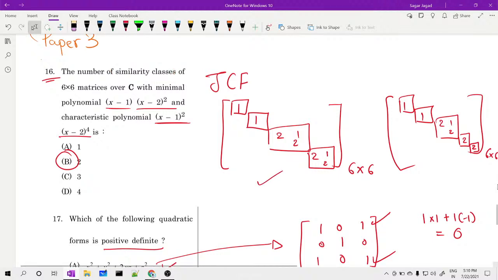In this case, this will represent the similar matrices, right? Because the Jordan canonical form is the same, right? And similar matrices have the same Jordan canonical form. So they are just trying to tell you how many Jordan canonical blocks are possible. From the given data, only two of them are possible. Hence, B should be the correct choice.